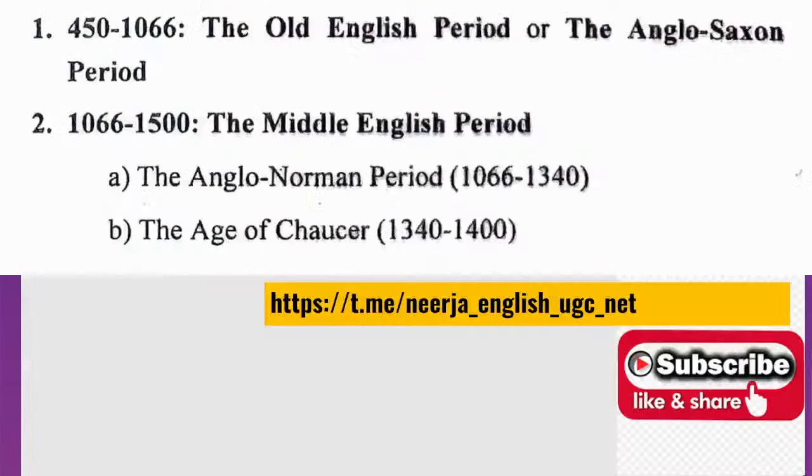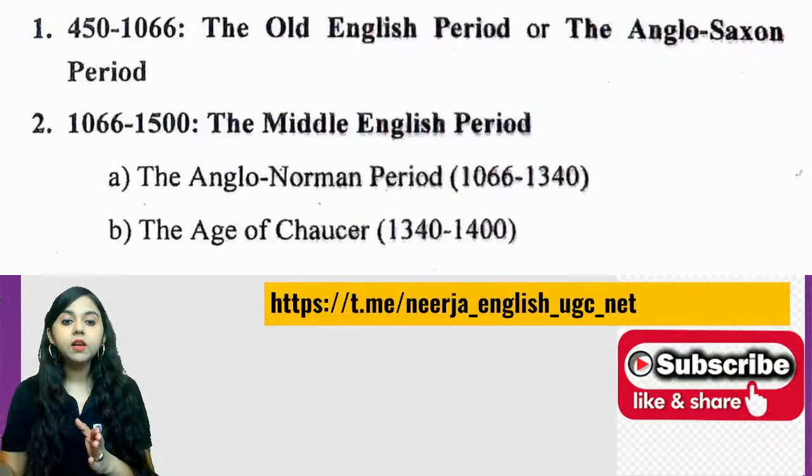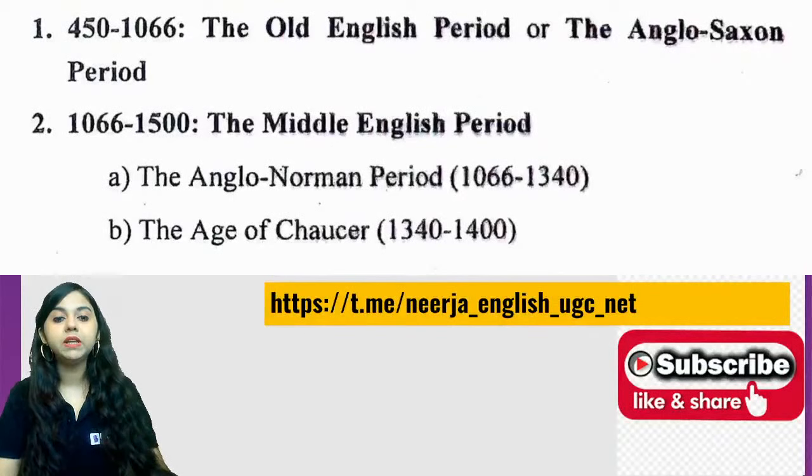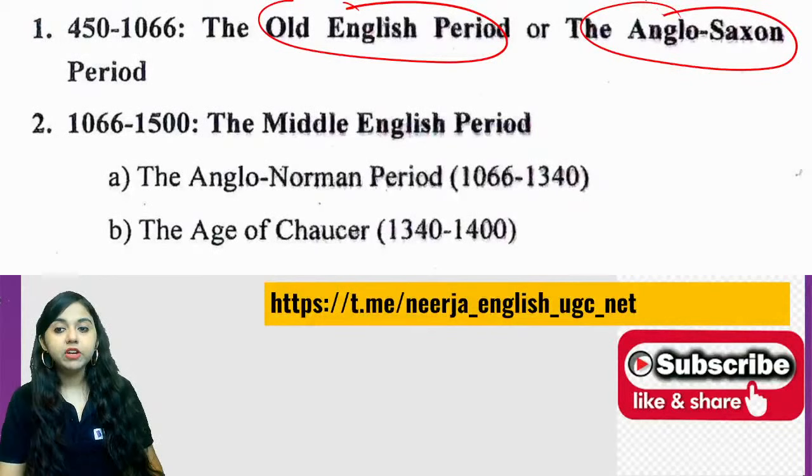Now, when we look at the historical approach to British history, the first important period that comes is the Old English period or the Anglo-Saxon period. We'll be talking about all the monarchs.